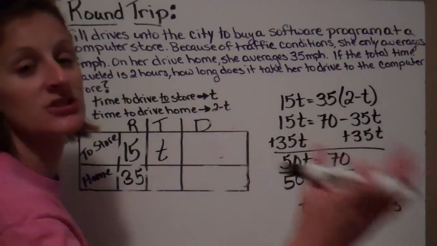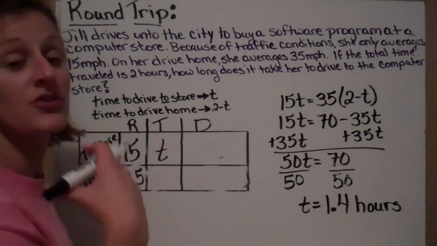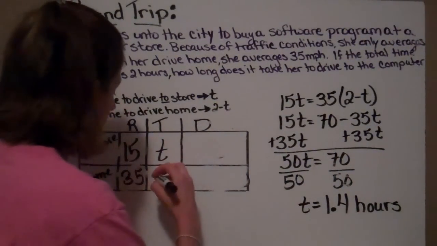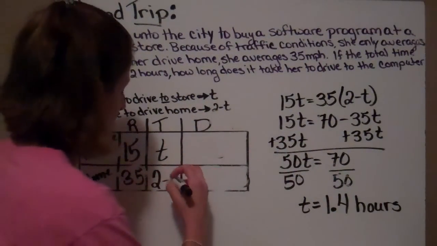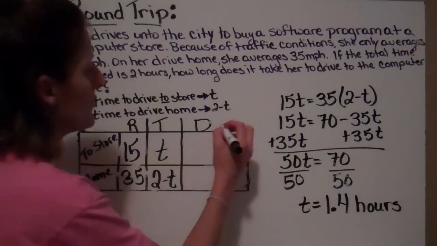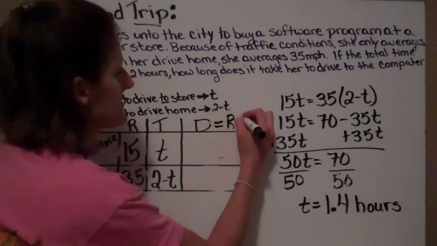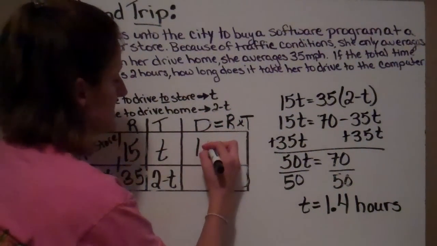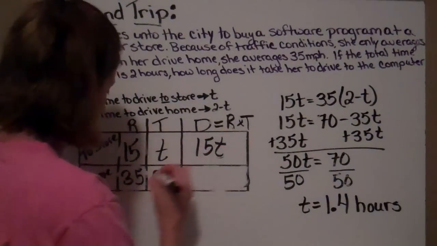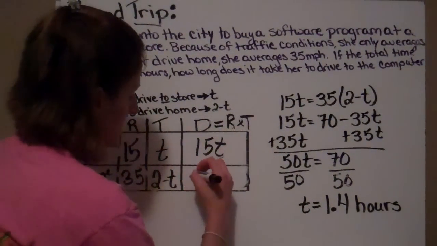And if I want to know how long it took me to come home, I know the total is 2 hours. So coming home is going to be the 2 hours minus how much it took me to get there, so 2 minus T. Then remember, distance is rate times time. So I do 15 times T, and that's 15T. Then I do 35 times 2 minus T.